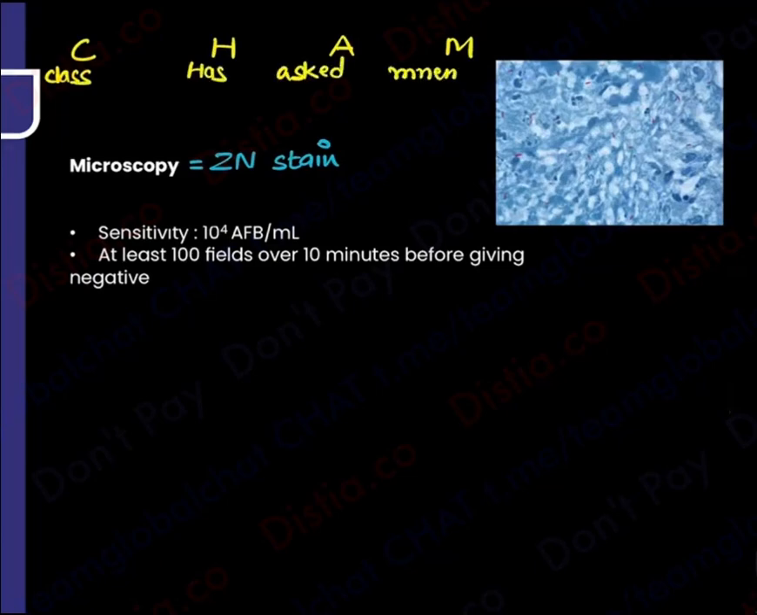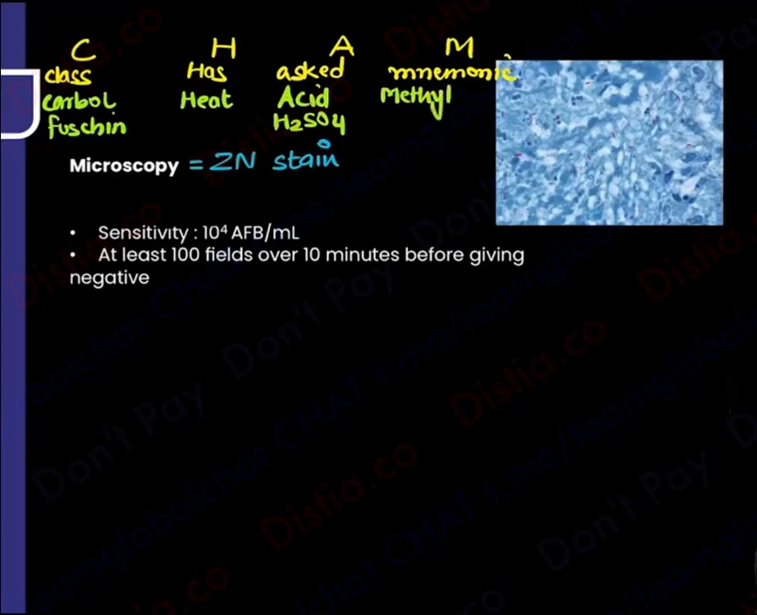Class has asked mnemonic, which basically means that there is going to be carbol fuchsin, the first thing that is added. On top of that, we are going to heat. On top of that, we add an acid, which is usually sulfuric acid, and look at the background blue, you remember? So in most cases we add methylene blue. That is what you need to know. So class has asked mnemonic was our protocol here.